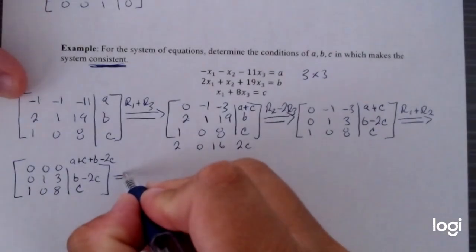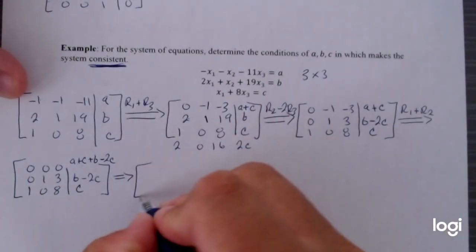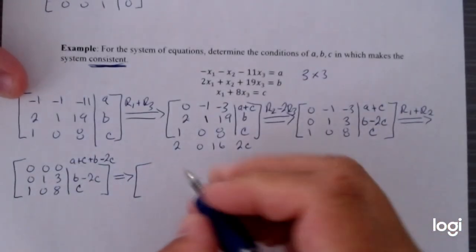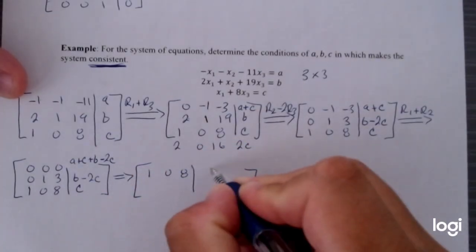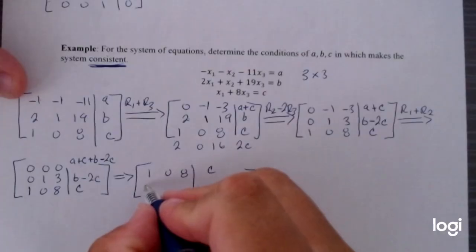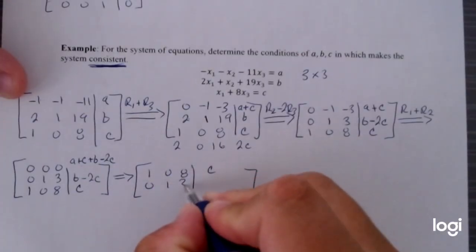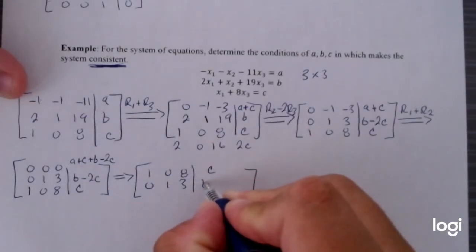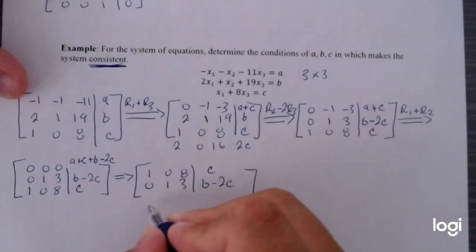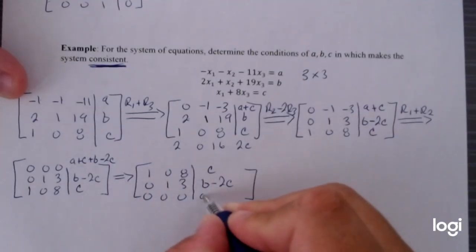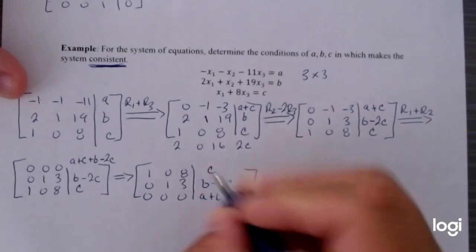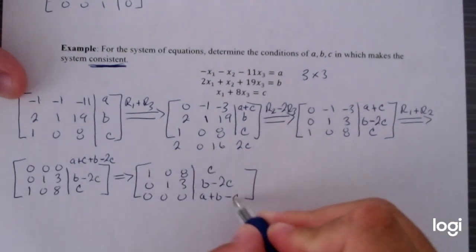Okay, so let's rearrange this to make it more proper to look at. So I'll move this up to be the first row, this to be the middle row still, and then the bottom row, this gives me minus C when you add them.